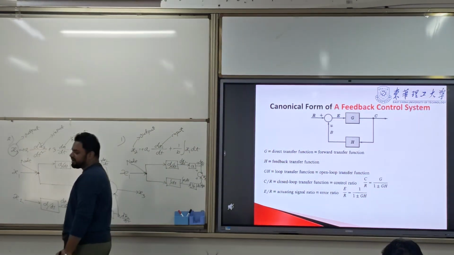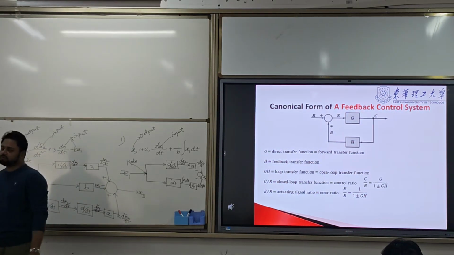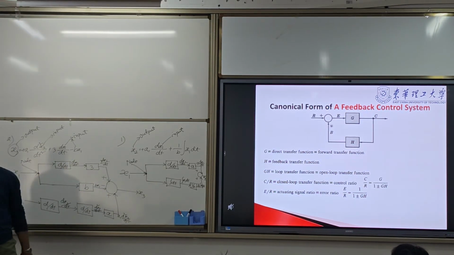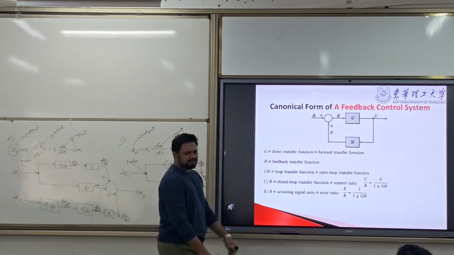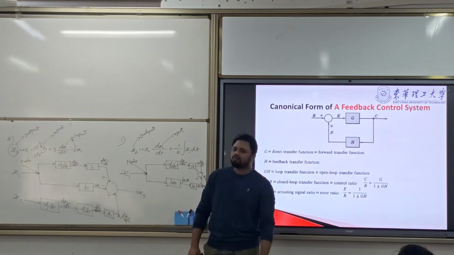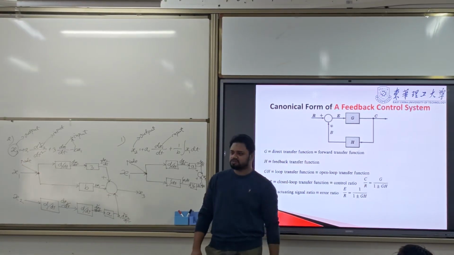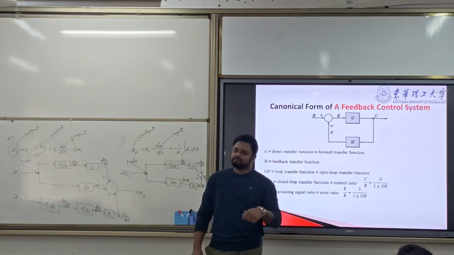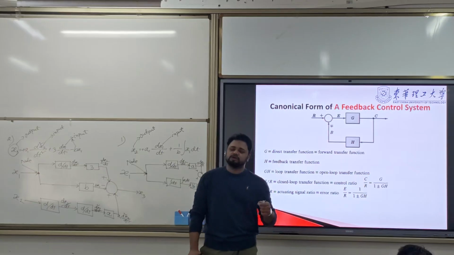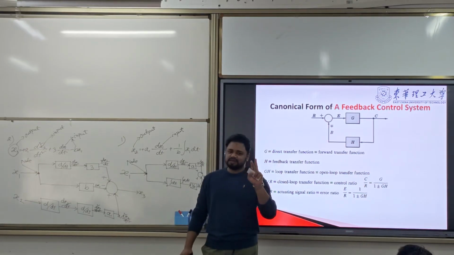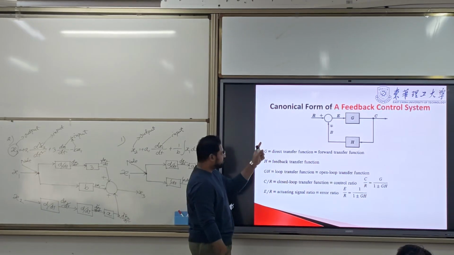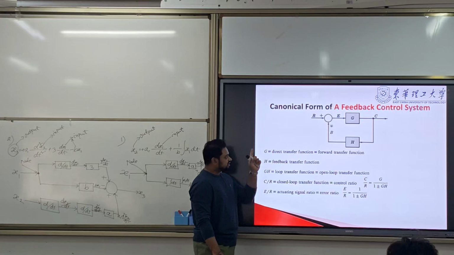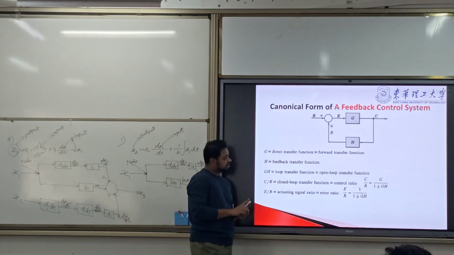So we use the block diagram representation to find a standard form of a control system, the closed loop control system, feedback control system. Feedback and closed loop systems are the same. What is that? That is an automatic control system. So we need to derive a standard form for that. Standard form is called canonical form.